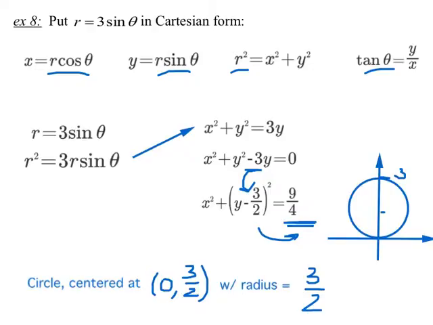Okay, and so now I see, and hopefully you can observe a pattern, that if I have r equals a number times sine theta, it's a circle that is centered on the y-axis, and the coefficient in front of the sine is going to be the diameter of the circle. All right, let's look at another one.